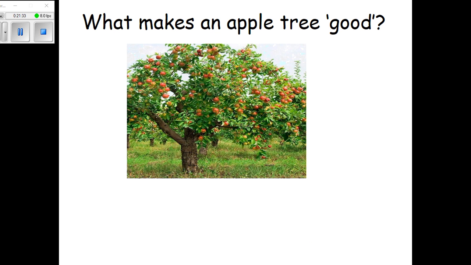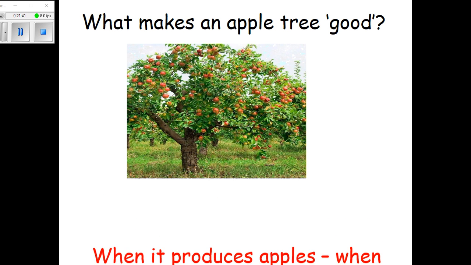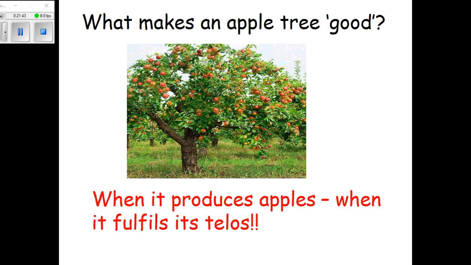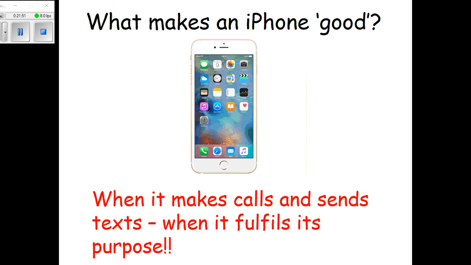When does an apple tree become good? When it fulfills its telos. Well, what's its telos? To produce apples. So a good apple tree is one that produces apples because it's fulfilling its purpose. What makes an iPhone good? When it fulfills its purpose, when it makes calls, sends texts.